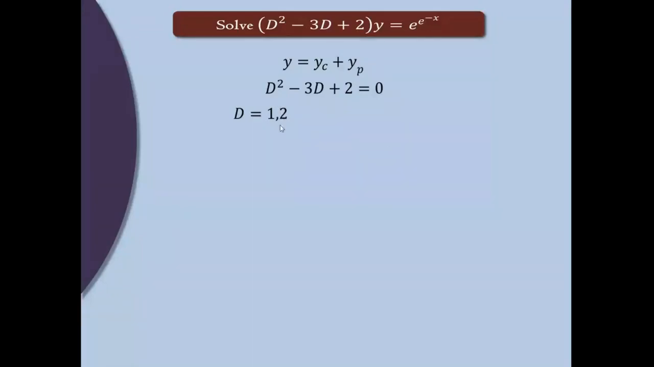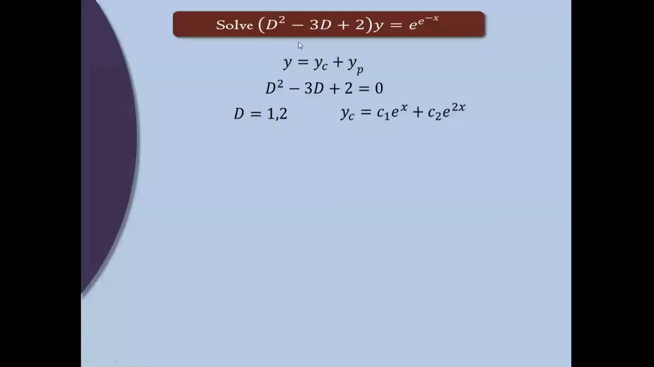Now how are these roots? These roots are real and distinct. Two roots, both are real and they are distinct. So use the first formula of a complementary function, real distinct. And by using that formula, yc will be c1 e raised to 1x plus c2 e raised to 2x. So this is the complementary function. Now we have to go to the particular integral.